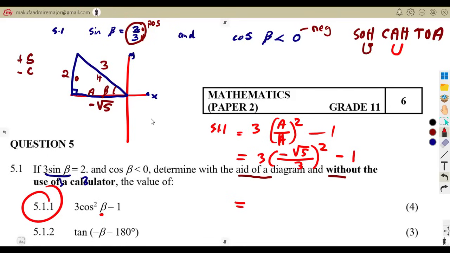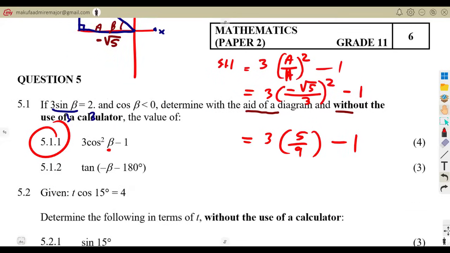If they say do not use a calculator, guys, they are talking about some simplifications, but here you can just use a calculator. No one is going to know that you have used a calculator. Just multiply that, and you will obtain 5 over 9 minus 1. Then we can simply use your calculator to multiply these two.